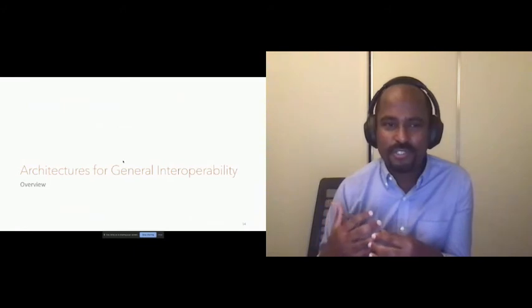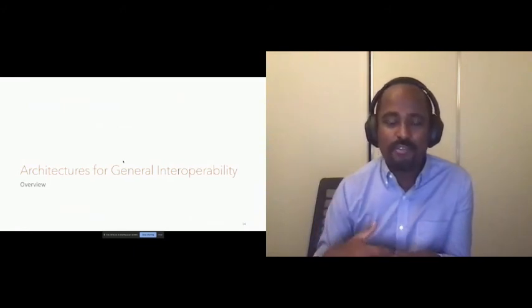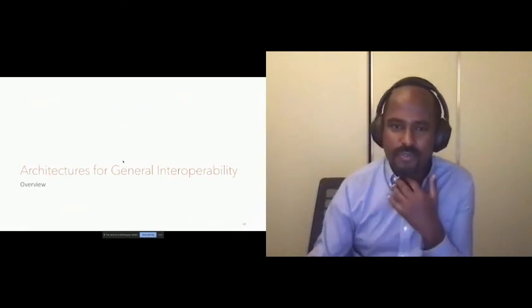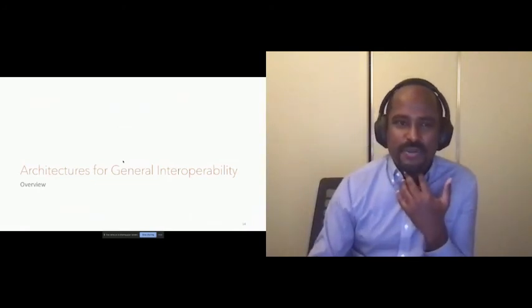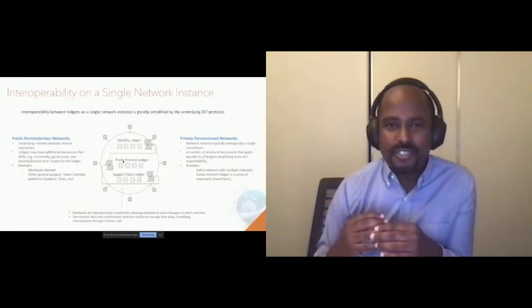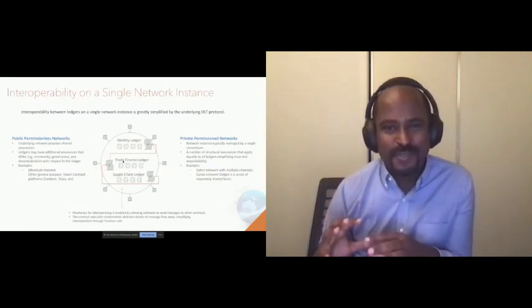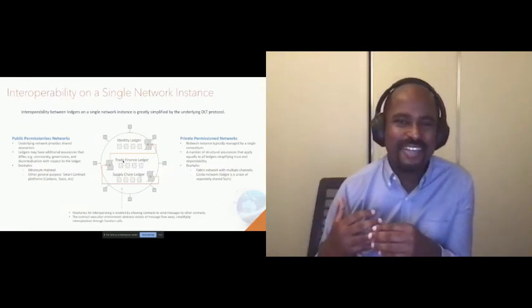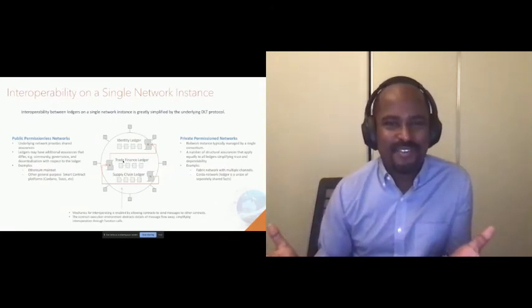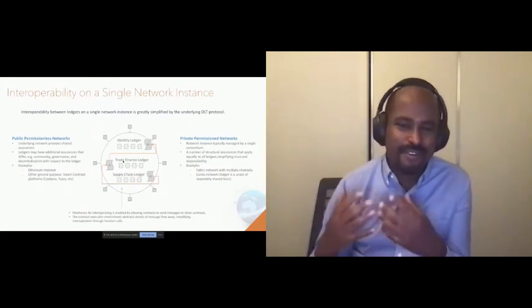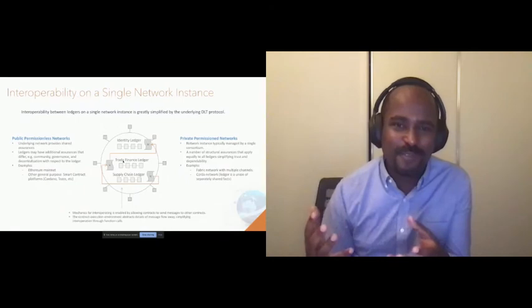Interoperability, as we saw, is not just about assets, but the broad data transfer and state orchestration problem as well, right? So there are different architectures that have emerged to address this problem. The most obvious, which is really not interoperability, but worth mentioning anyway, is a scenario where you have a convergence into a single network, right?